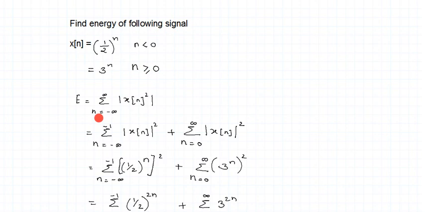So the energy equation is the summation from n equals minus infinity to plus infinity of the mod of x[n] squared. Okay, so as per the input, we need to modify the limits. We understand that x[n] takes different values for different ranges of n. For negative values of n, x[n] is defined differently, and for positive values of n, x[n] is defined differently. So that's why we need to break up the summation limit. To solve this particular problem, I need to split the summation.